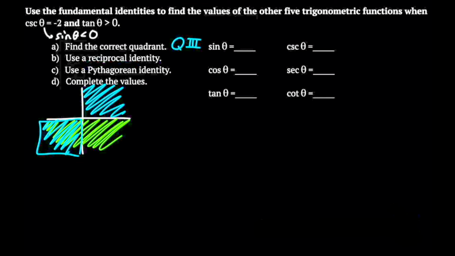Next it says use a reciprocal identity. So if we're given cosecant, first of all I could fill that in right away. I know cosecant is negative 2. And I know the reciprocal of cosecant is sine. So the reciprocal of negative 2 would be negative 1/2.